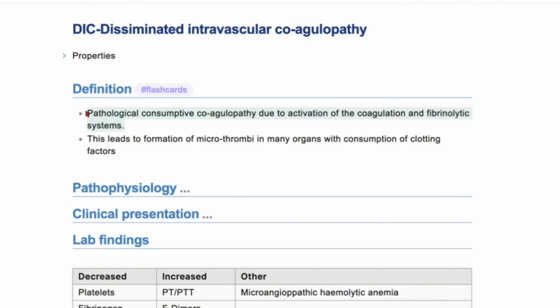So it's pathological. That means it's not physiological. It's abnormal. And it's consumptive coagulopathy. The patient will have coagulopathy and will have activation of two systems. They will have blood clots because it's coagulation, and they will have also bleeding because it's fibrinolytic. All right. So the definition gives you literally everything. And it's very expressive. So you don't have to further explain it. So you just stop there, and that's absolutely enough.